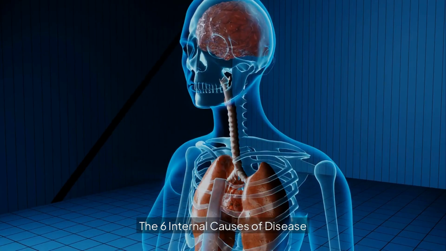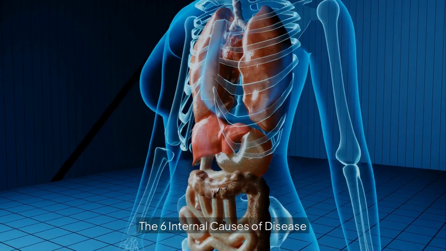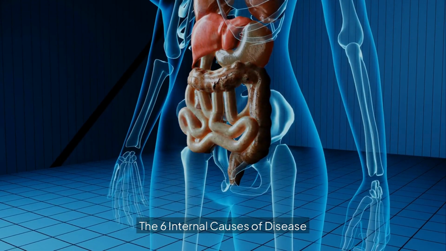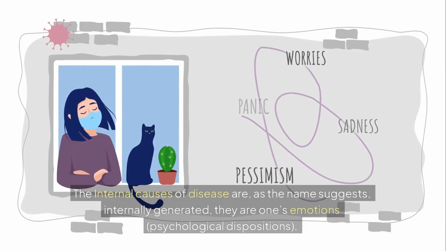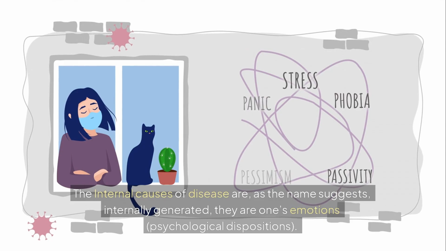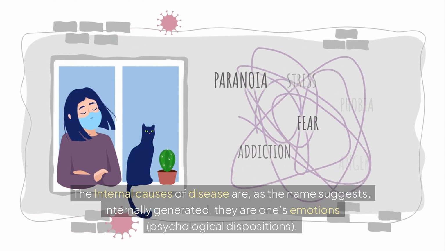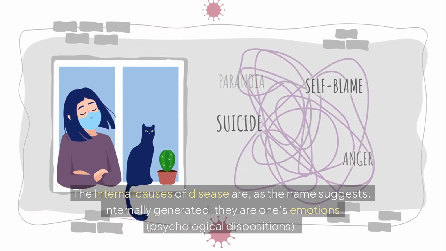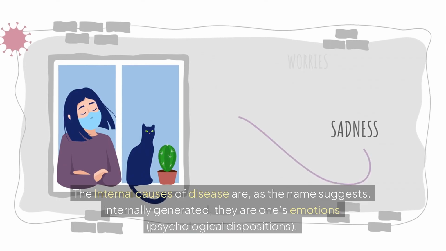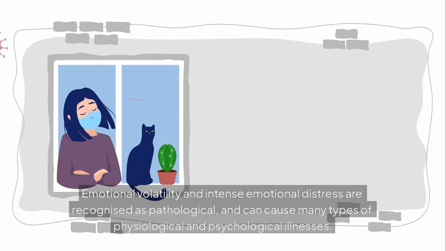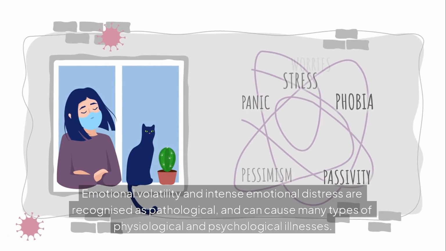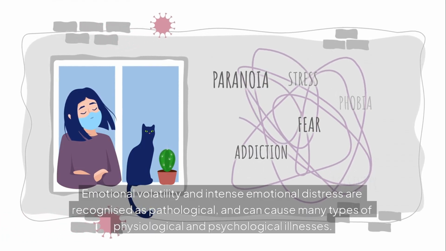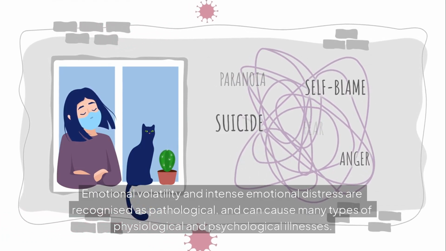The 6 internal causes of disease. The internal causes of disease are, as the name suggests, internally generated. They are one's emotions, psychological dispositions. Emotional volatility and intense emotional distress are recognized as pathological and can cause many types of physiological and psychological illnesses.